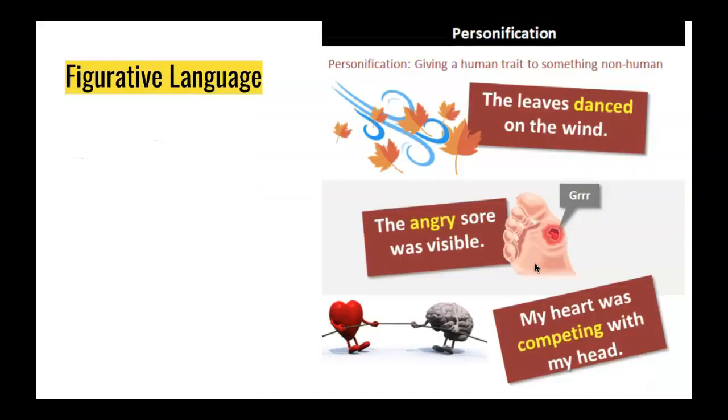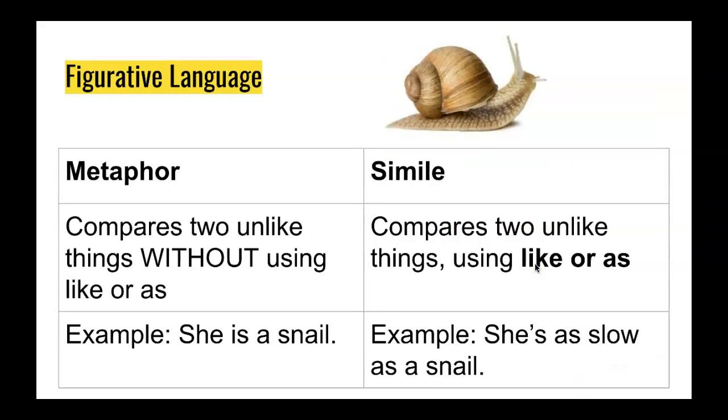Figurative language. We're going to focus on 3 of these. You might have learned about these when you were studying poetry in the past. So when writers add figurative language, it also spices up their writing. One technique they can use is personification. Personification is when you give a human trait to something that's not human. Like the leaves danced on the wind, or the angry sore was visible, or my heart was competing with my head. The last 2 we're going to talk about are metaphor and simile.